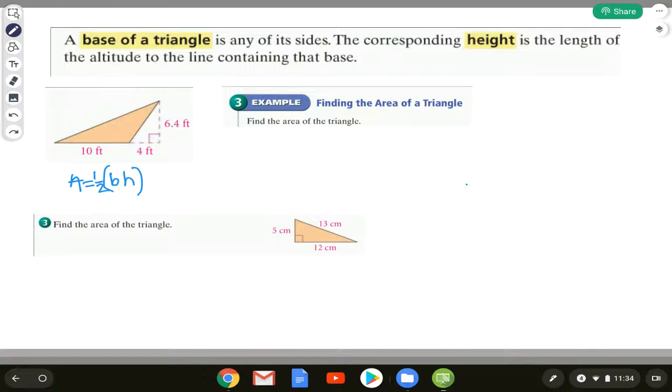So again, the base, I have to pay attention to what I'm going to use as the base. It can be any of the sides, but it has to have the corresponding height drawn to the line that contains it. So sometimes that's within the triangle, sometimes it's not. In the picture that we're given here on the left of example 3, this side of the triangle is 10 feet, and then I have 4 feet outside the triangle and 6 feet here. So what I'm going to use is the 6.4 feet as my height, and the 10 feet as my base.